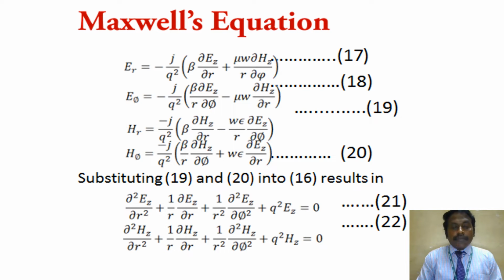Dou square Ez by dou r square plus 1 by r into dou Ez by dou r plus 1 by r square dou square Ez by dou phi square plus q square Ez equal to 0. This is the equation in terms of electric field intensity. Similarly, for the magnetic field intensity, it is dou square Hz by dou r square plus 1 by r dou Hz by dou r plus 1 by r square dou square Hz by dou phi square plus q square Hz equal to 0. So equations 21 and 22 represent the electric field equation and the magnetic field equation.